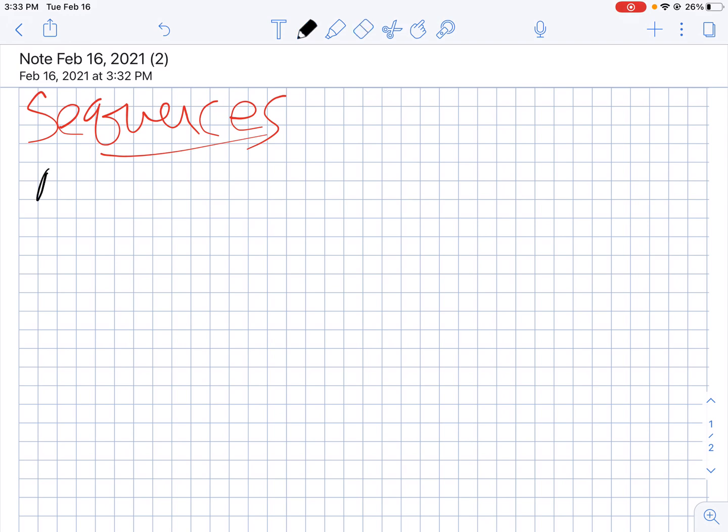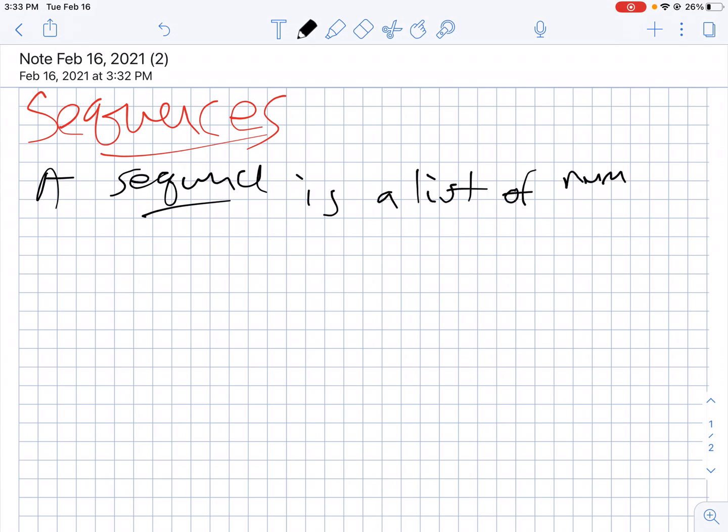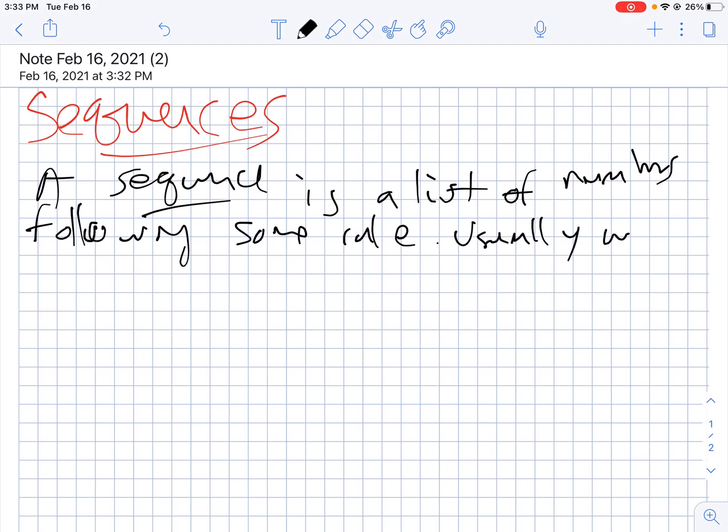So a sequence is a list of numbers that follows a rule. There are many different forms a sequence might take, but generally when you hear the phrase sequence, it's a list of numbers following some kind of mathematical rule. When we write a sequence, we're usually going to write it with squigglies, like this.